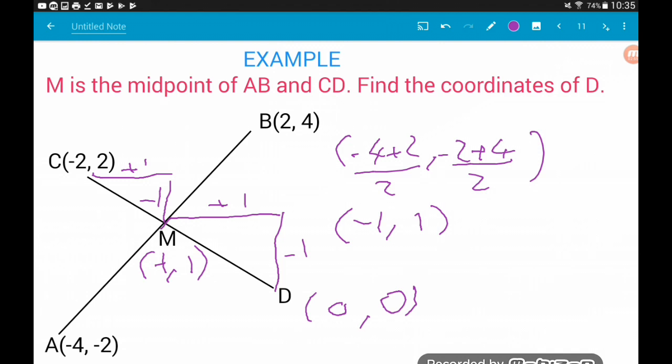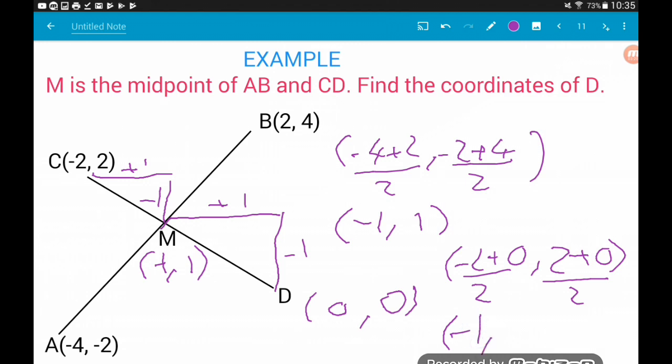Now again, we can check that. Let's make sure the coordinates of C and D will give us the coordinates of M. So, coordinates of M using C and D are going to be minus 2 add 0 over 2 for our x-coordinate, and 2 plus 0 divided by 2 for our y-coordinate. Now minus 2 add 0 is minus 2, divide that by 2, we get minus 1. And for our y-coordinate, 2 plus 0 is 2 divided by 2 gives us plus 1. Happy days, minus 1, 1 are the coordinates of the midpoint, therefore we know we're right.